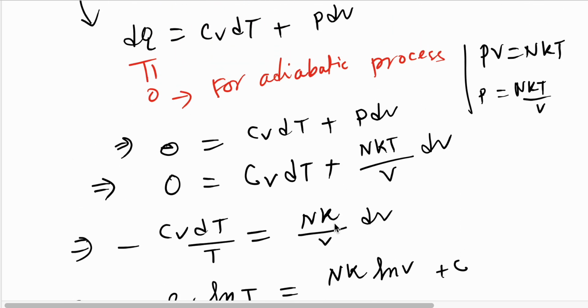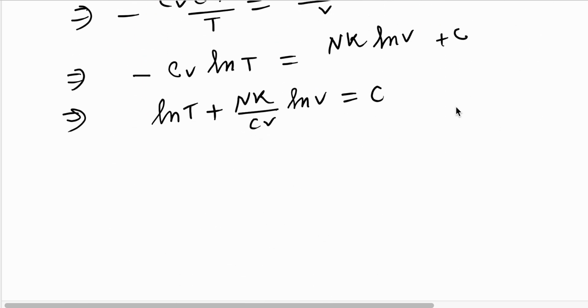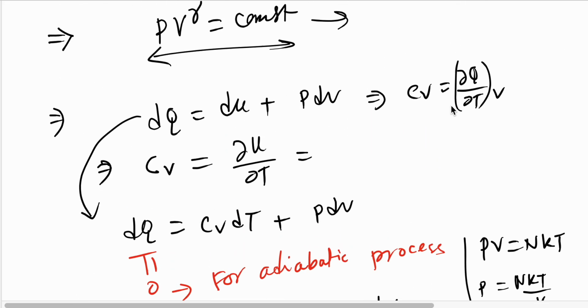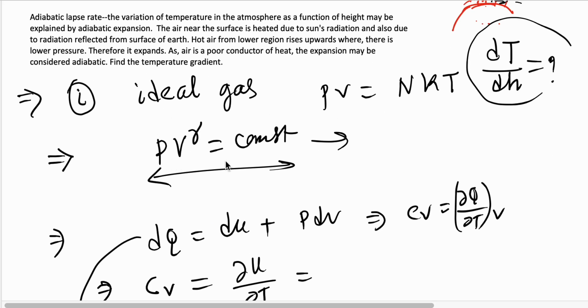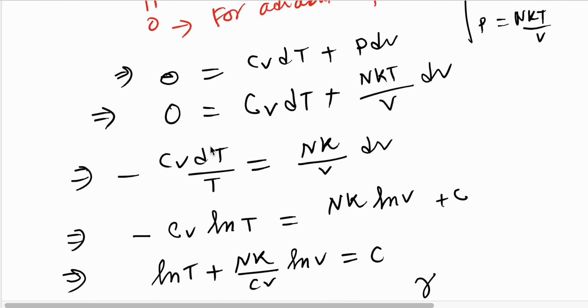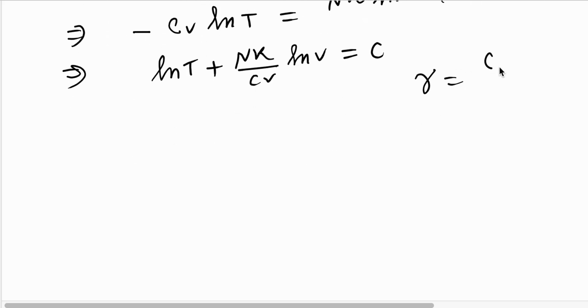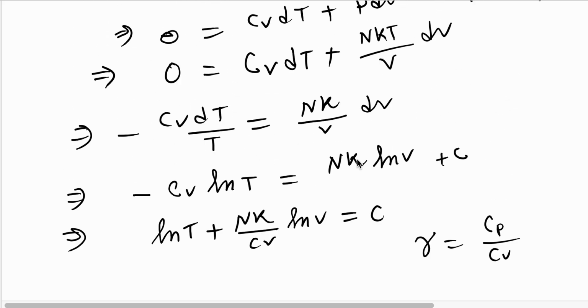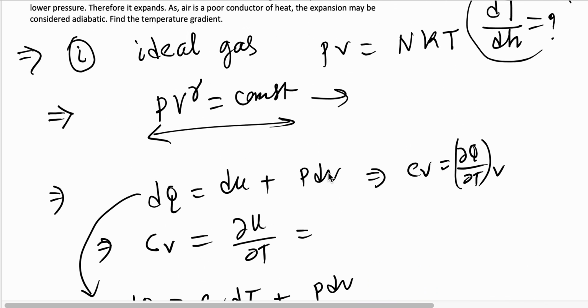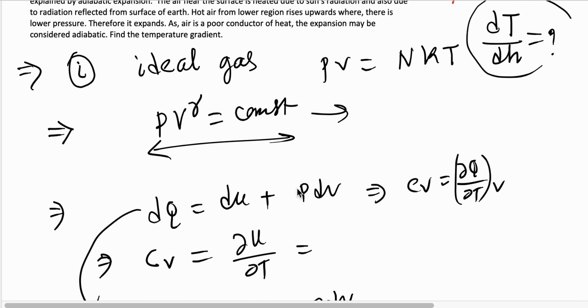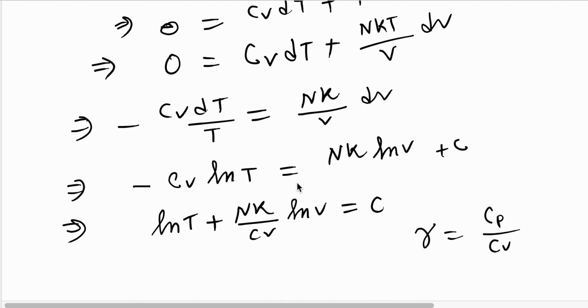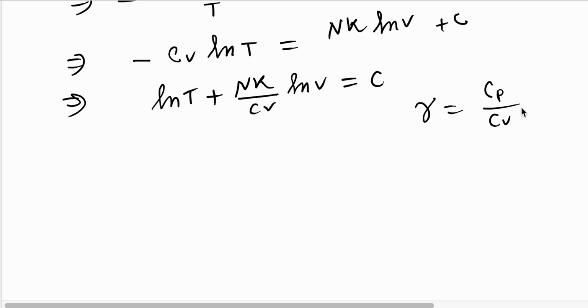Now, from another thing, the relation will be, we need this type of relation, PV to the gamma, and here gamma is nothing but Cp by Cv. So let's calculate another relation of Cp and Cv. I know that you already know all these things, but for the recap I want to derive what is the relation between Cp and Cv.